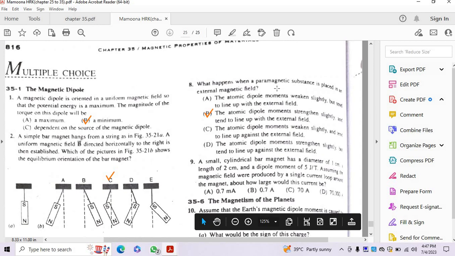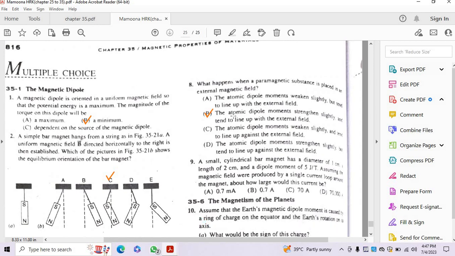For paramagnetic substances, option B is the correct option. The atomic dipole moment strengthens slightly and tends to line up with the external field. This does not happen in any case for option A, and option C happens in the case of diamagnetic substances. So the only option for paramagnetic substances is option B.